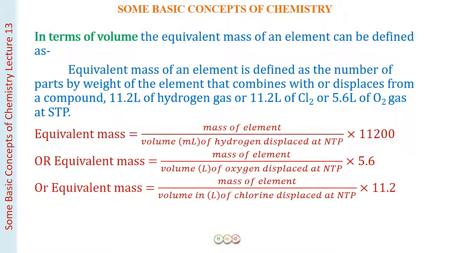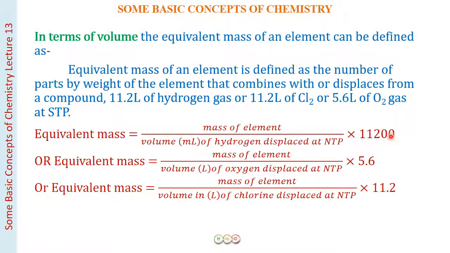Next, we can define the equivalent mass in terms of volume also. From the mole concept knowledge, you know that the volume of 1 mole of a gas is equal to 22.4 liters at STP, right? You remember that? So we can similarly define the equivalent mass in terms of volume. The equivalent mass of the element is defined as the number of parts by weight of the element that combines with or displaces from the compound 11.2 liter of hydrogen gas, 11.2 liter of chlorine gas, or 5.6 liter of oxygen gas. Right? So if you are replacing the mass of hydrogen by volume, you will replace the equivalent weight also by the volume of that equivalent.